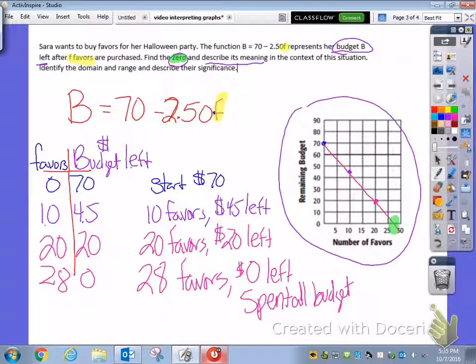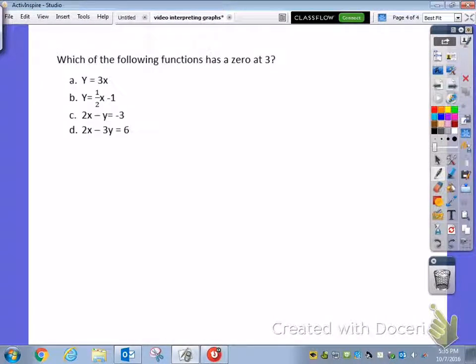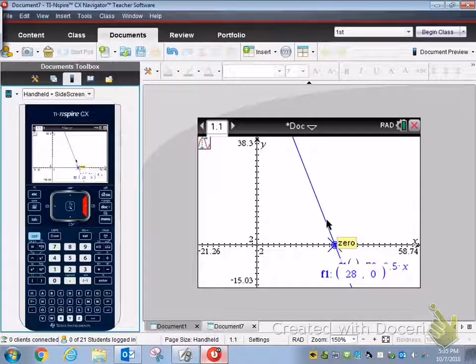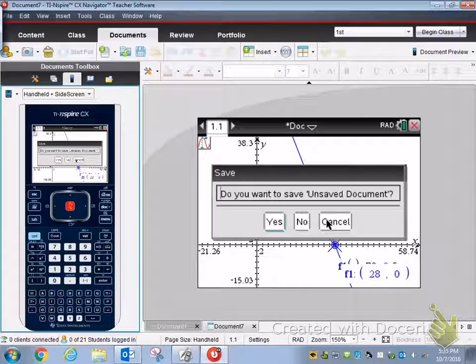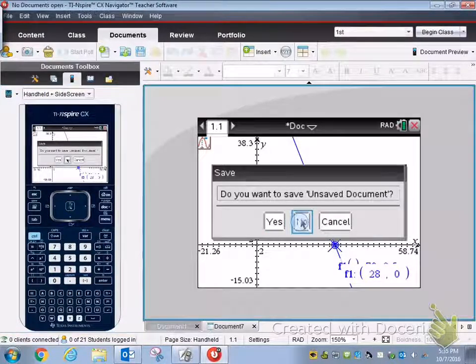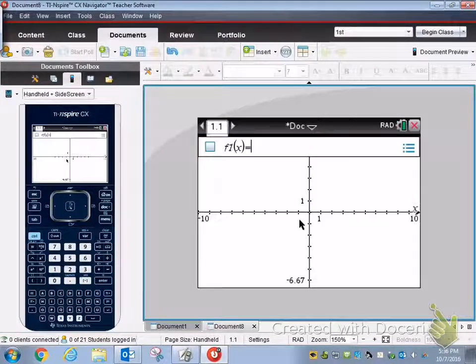Okay? And the last one that we have, the question says, which of the following functions has a 0 at 3? Now, a 0 at 3 means I want the x-intercept. So you can graph these and see which one has an x-intercept at 3. So I'm going to graph 3x. So you can go to, I'm just going to reset since I zoomed. That's just the easiest thing to do. Never want to save.